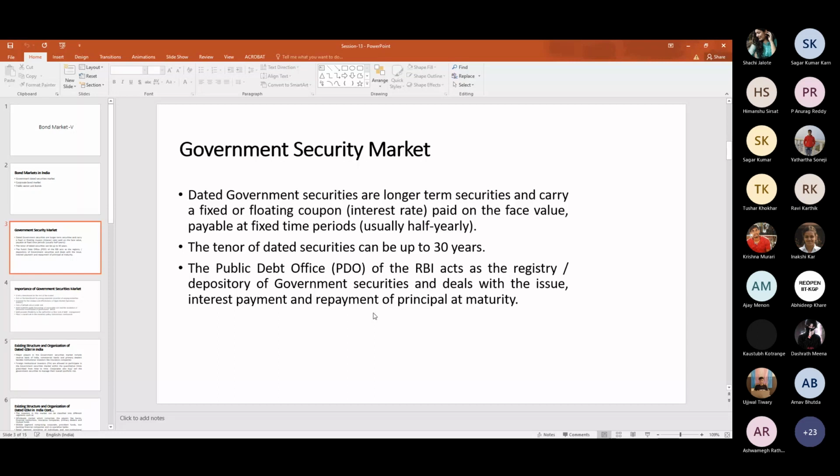There is a public debt office of the Reserve Bank of India, which basically acts as the registry or depository of government securities and deals with the issue, interest payments, and repayment of the principal at maturity, and all these things. On behalf of the government, the Reserve Bank of India issues this type of bonds, and the public debt office is responsible for carrying out all transactions with respect to these securities. That is what you have to keep in mind.